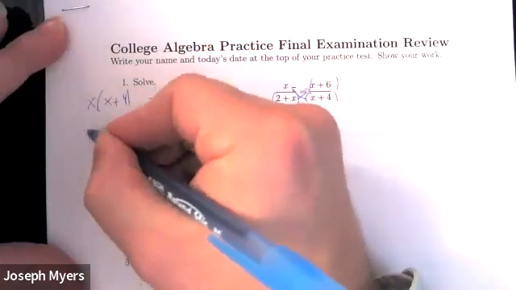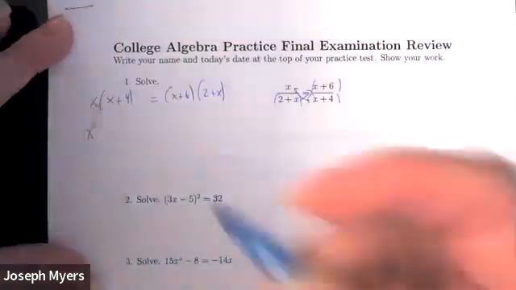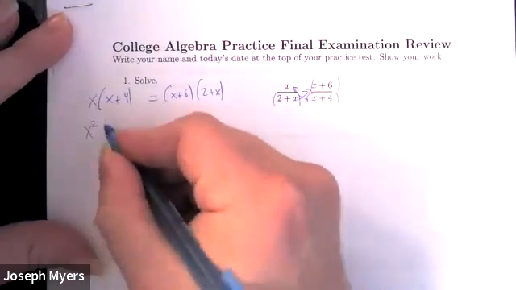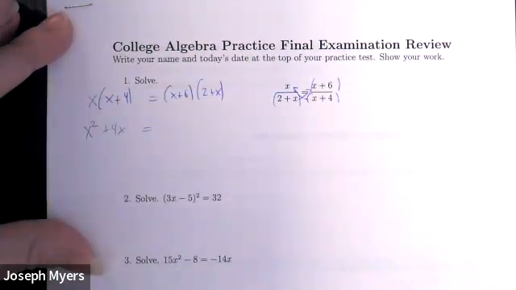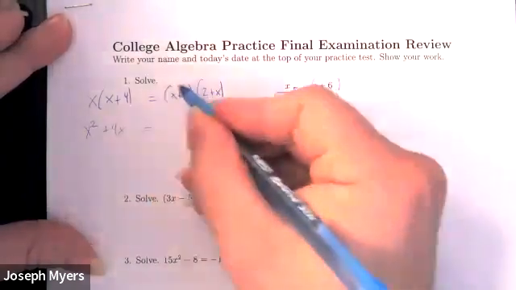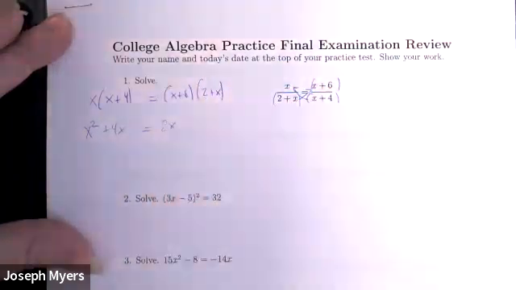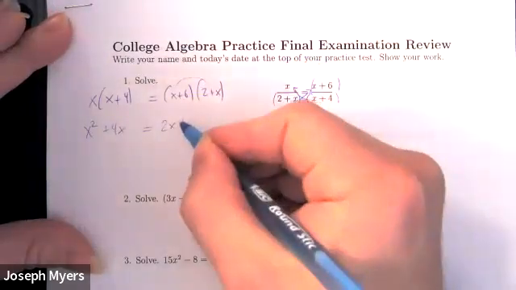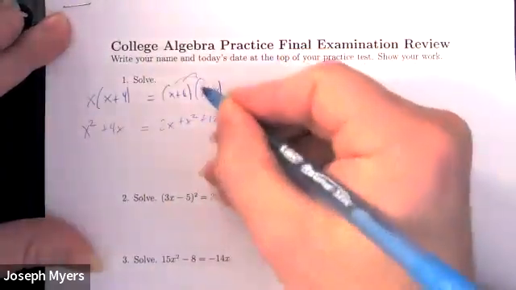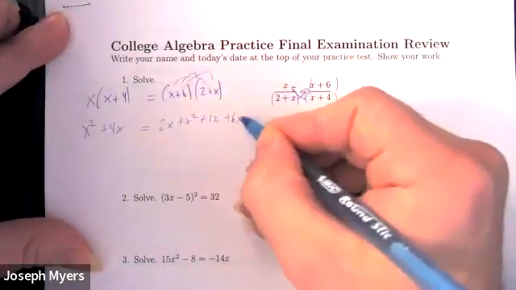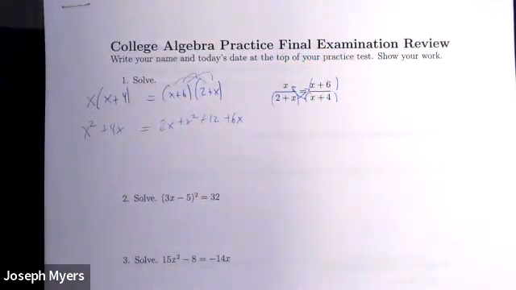So x times x is x squared. And then x times 4 is 4x. And then distribute the next pair of parentheses. So x times 2 is 2x. And then x times x is x squared. And then 6 times 2 is 12. And then 6 times x is 6x. So that's how you're going to start.